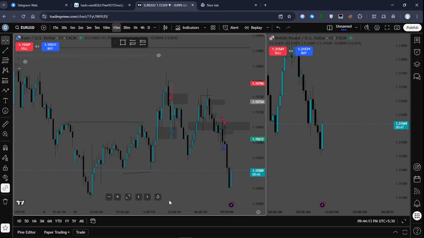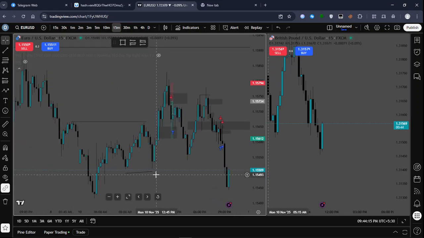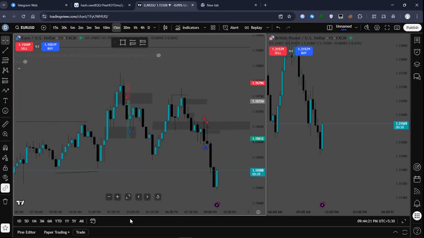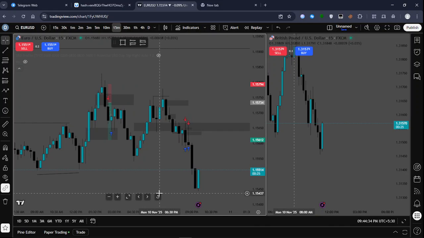Otherwise, everything looks pretty good here. Easily done there, but these two are a little bit losses. This trade, I would say, okay, it's all right, no problem.